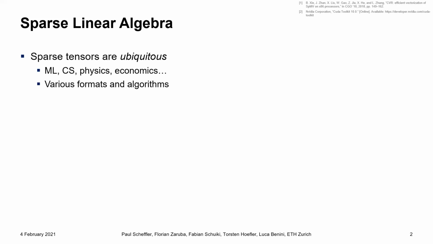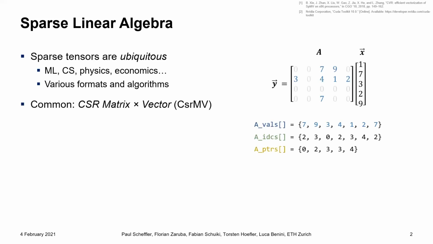First, I'd like to talk a little bit about sparse linear algebra, since as you may know, sparse tensors are ubiquitous in computing these days. They occur in machine learning, computer science, but also scientific computing fields such as physics or economics. And they come in various formats and with various algorithms operating on them. One very common problem we would like to solve is to multiply a CSR, or compressed sparse row format, sparse matrix with a dense vector, and we call this CSRMV.